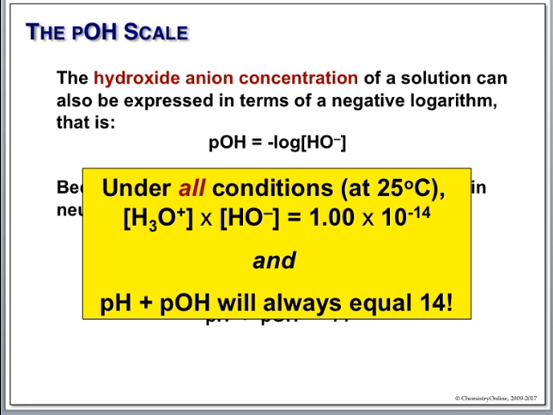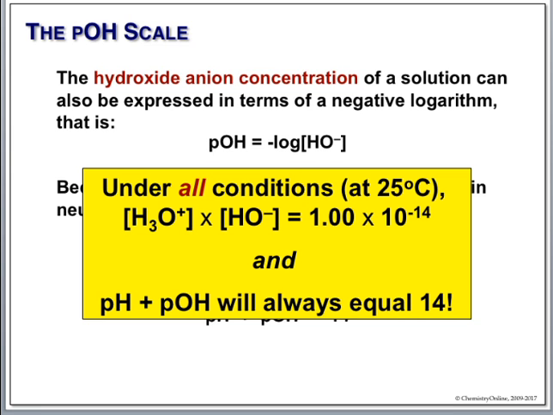Because hydronium is 10 to the minus 7, hydroxide is 10 to the minus 7. Multiply them together, you get 10 to the minus 14. Change the sign. These two together will always equal 14. This is a really useful number. pH plus pOH always equal 14. Likewise, if we have a real concentration for both, they will also always equal 10 to the minus 14.